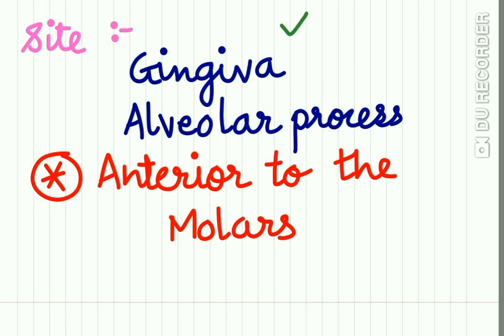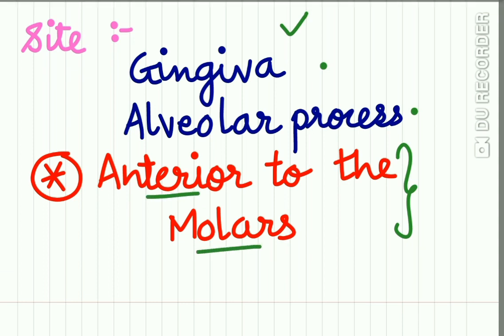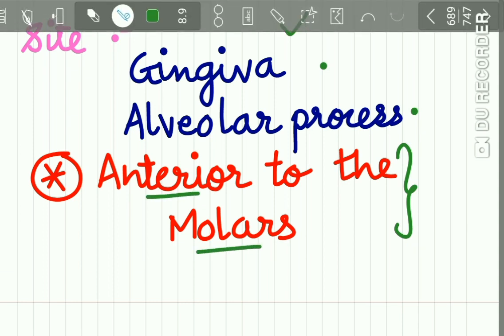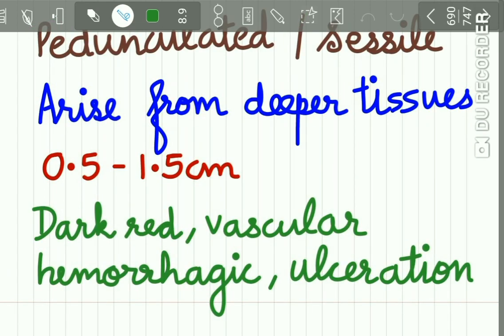The site of occurrence is mostly the gingiva and alveolar process, and that too anterior to the molars. So it occurs in the gingiva and alveolar process anterior to the molars, that is in the incisor and the premolar region.